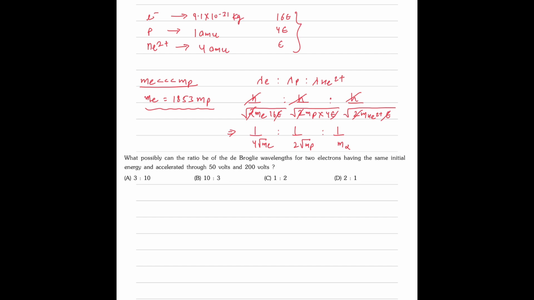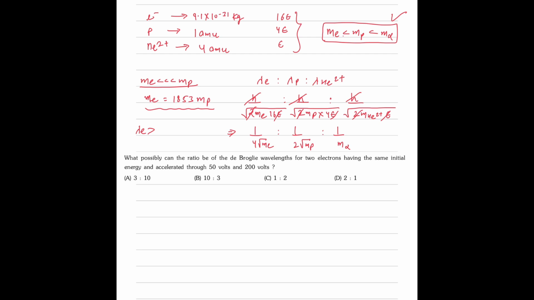Now if you look here, all these ratios of lambdas are inversely proportional to the square root of their mass as well as some integer. The mass of electron is least. I have told you that mass of electron is very less as compared to mass of proton and very less as compared to mass of alpha particle. This is the order of their masses. So what will be the order of their lambdas? Lambda of electron will be highest, I will say.